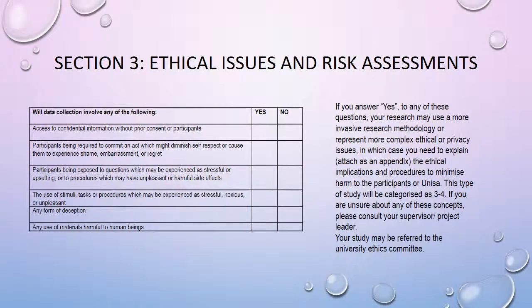If you answer yes to any of these questions, your research may use a more invasive research methodology or represent more complex ethical or privacy issues, in which case you need to explain, attach as an appendix, the ethical implications and procedures to minimize harm to the participants or UNISA. This type of study will be categorized as either 3 or 4. If you are unsure about any of these concepts, please consult your supervisor/project leader. Your study may be referred to the University Ethics Committee.